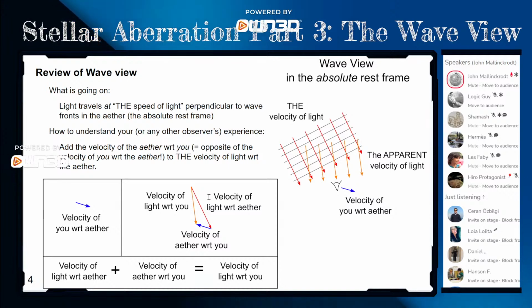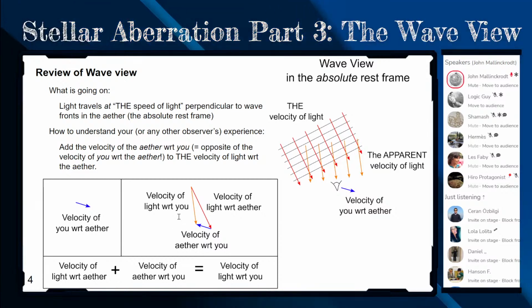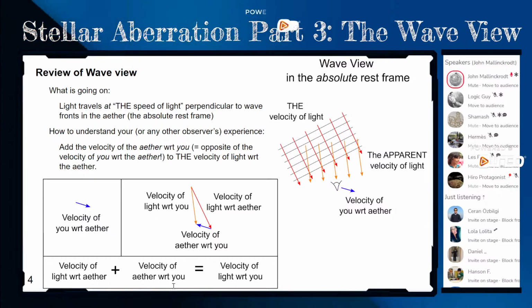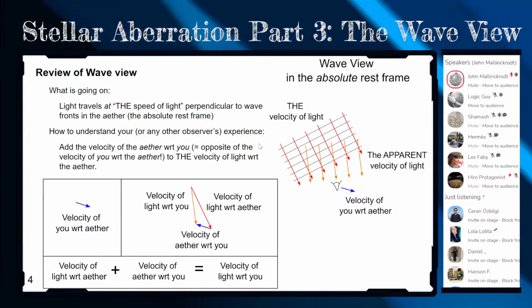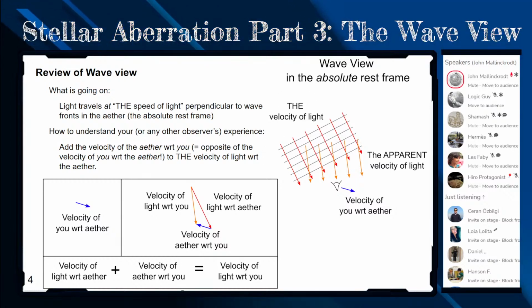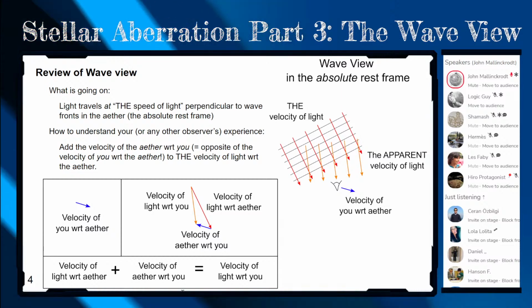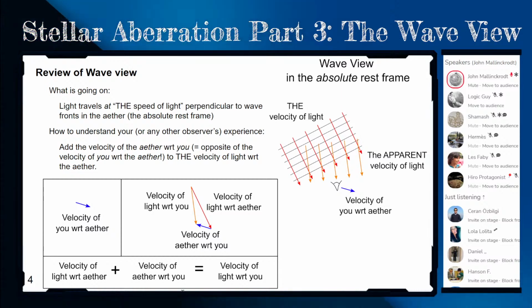But just like before, I've got that ether with respect to you, which is a weird way of saying it because we would usually think, what's the velocity of you with respect to the ether? That's just the opposite, as I'm showing below. And I've written it down there once again in the proper order. Take the velocity of the light with respect to the ether, add the velocity of the ether with respect to you, and you end up with the velocity of the light with respect to you. The ether cancels out because of its position in those two things, and you end up with the velocity of the light with respect to you.